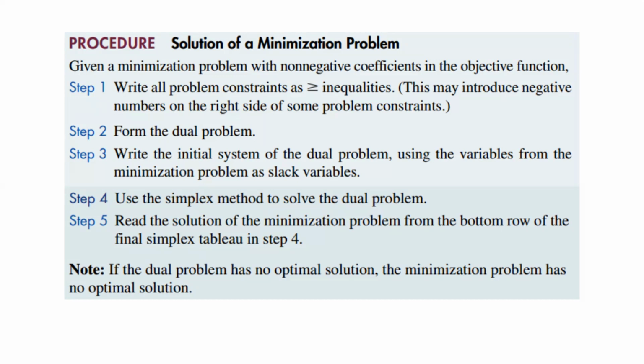Then we're going to write the initial system of the dual problem using the variables from the minimization problem as slack variables. And then we're going to use the simplex method to solve the dual problem. And then we're going to read the solution of the minimization problem from the bottom of the row of the final step of the tableau. So previously we would have our x1, x2, or whatever over here, and we'd read the answer on this side. Now we're going to read it from the top and look at the bottom row to get our answer. Now note, if the dual problem has no optimal solution, then the minimization problem has no optimal solution as well.